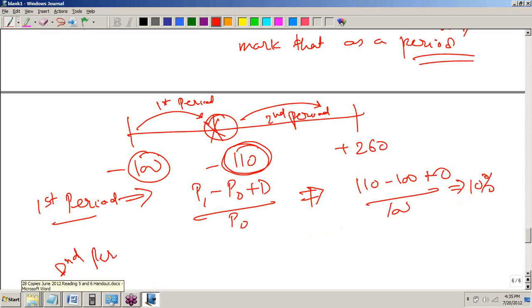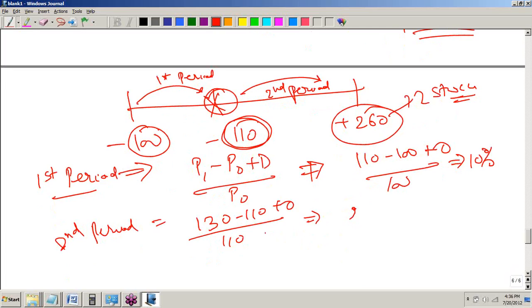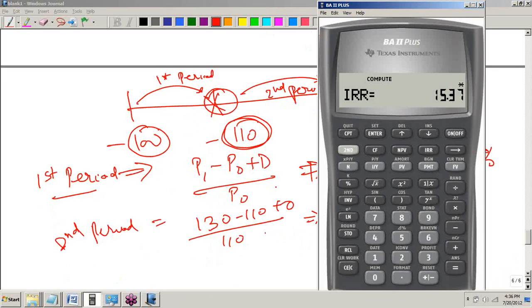The second period return is how much? Should we take 260 minus 110 divided by 110 plus 0? No, because this 260 is for two stocks. It is not a single stock, so we should not take 260, but rather the price of one stock, which is 130. So it is 20 divided by 110. Let us see in the calculator how it does. So we compute 20 divided by 110, which comes to 18%.